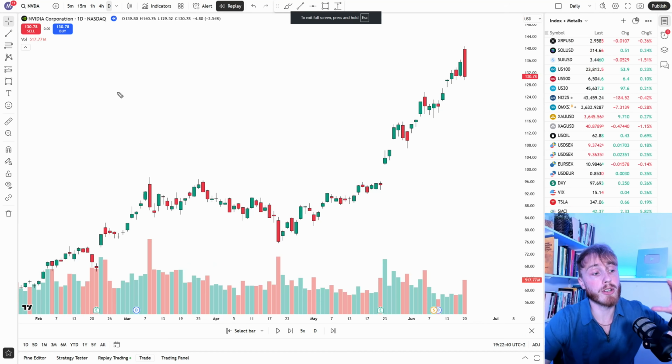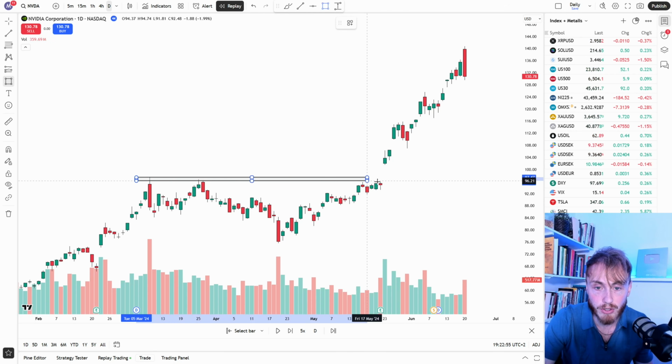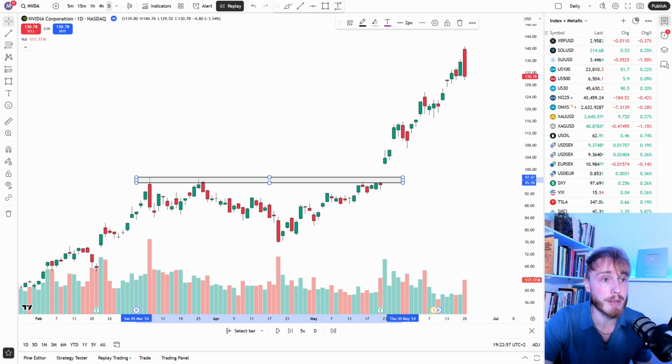So now, after learning about breakaway gaps, you are probably able to identify what kind of gap we have right here. Well, no surprise, this right here is a breakaway gap. Why is this a breakaway gap? Well, first of all, you can see that this was a place where, by the way, we're looking at NVIDIA on the daily time frame.